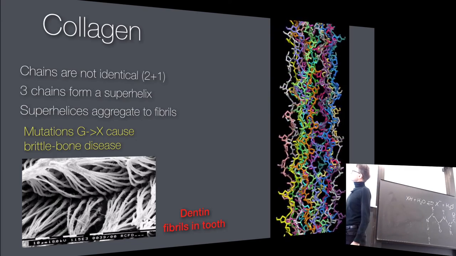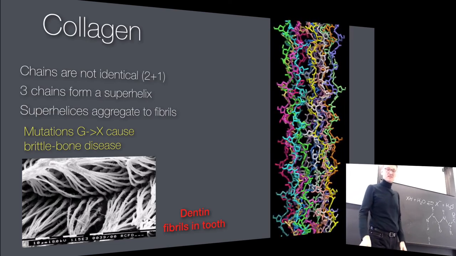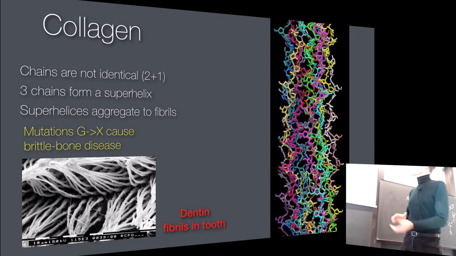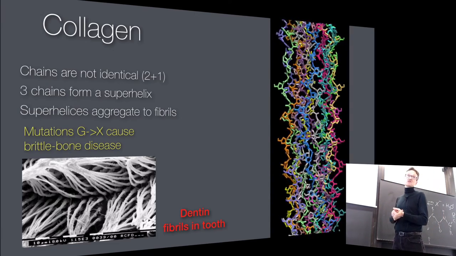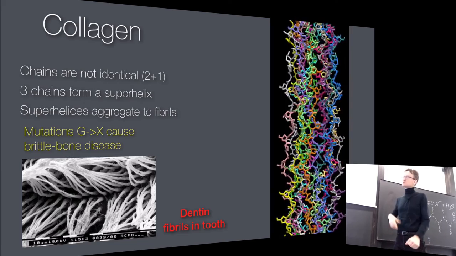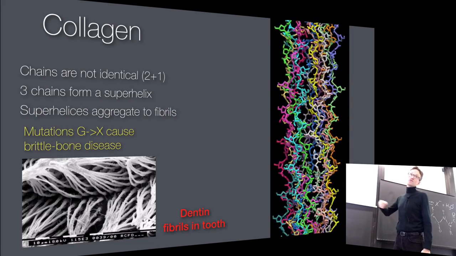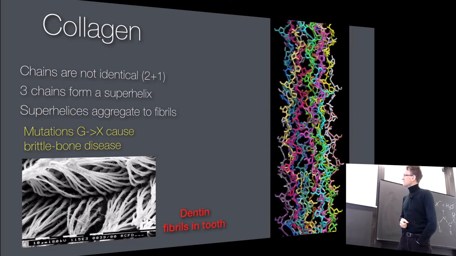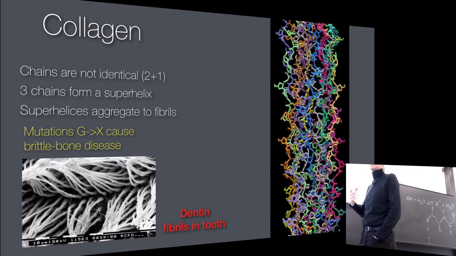If you take that glycine and mutate it to anything else, remember that I said that the glycine was fairly flexible, if you mutate that to almost anything else, you create what's called brittle bone disease, so the bones become very fragile. The reason why it becomes so severe is that you will have a ton of mutants in the structure. But it's just an example of this hierarchy and how we can create, for instance, the skeleton.